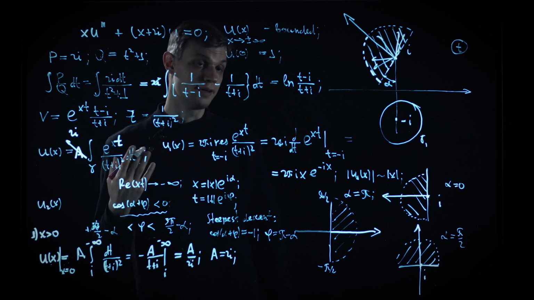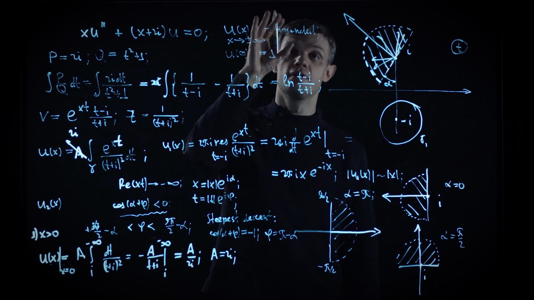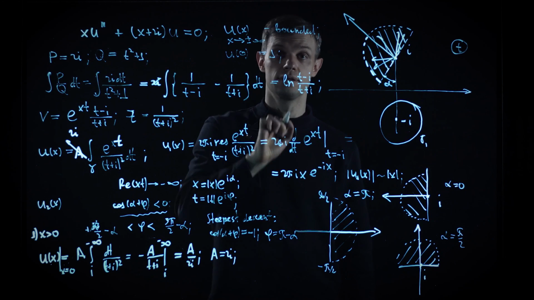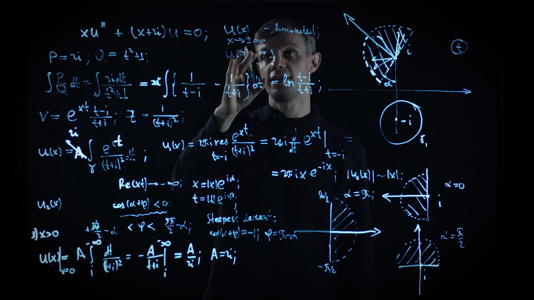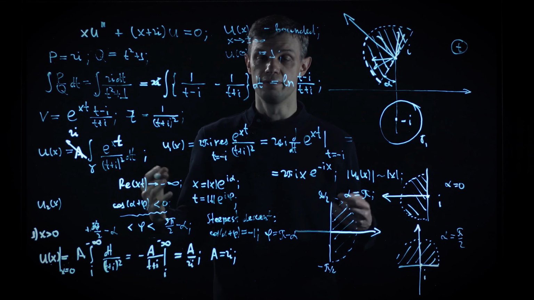And our next and final step is to check if the first condition is satisfied, namely that u of x is bounded at large positive and negative values of x.